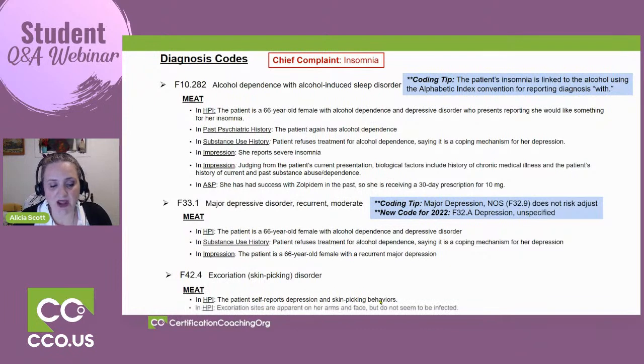That's in the HPI, but we have more. Excoriation sites are apparent on her arm and face. Now, it's in the HPI, but he sees it. She said, I'm picking. And then he reiterates in the HPI that he sees the excoriation sites. And if there was a physical exam, that would show up as well. It does not seem to be infected. So again, that's from the provider's perspective, even though it's in the HPI.